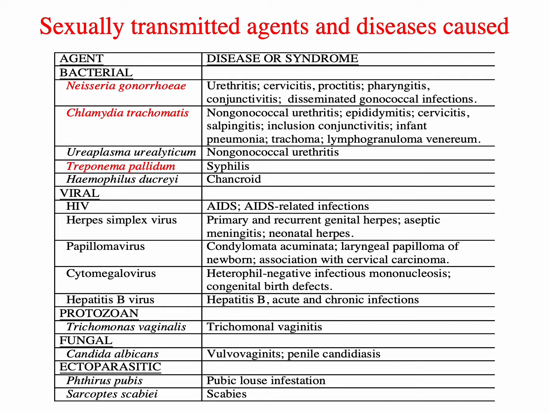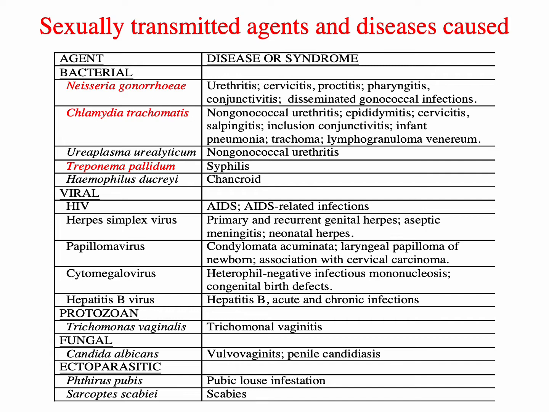The one that we're going to focus on today is Neisseria gonorrhoeae. So it's gonorrhea caused by Neisseria, obviously chlamydia caused by Chlamydia trachomatis, and then syphilis caused by Treponema pallidum. The rest of them you don't need to memorize, but they're just for your information. You can take a look at that.